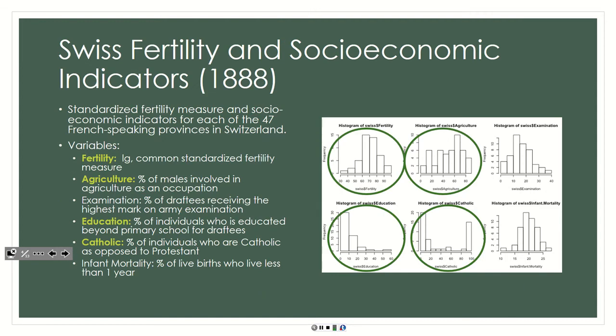To look at different examples, I just picked this one data set. This was fertility and socioeconomic indicators from 1888. To start, I looked at all the different variables. There are 6 of them. In order to get a better understanding of how the different tests work, I picked 4 that have different shapes: fertility, agriculture, education, and Catholic. Most of these are percentages of the total population, but fertility is a common standardized fertility measure.